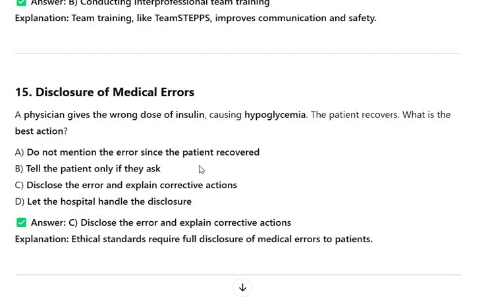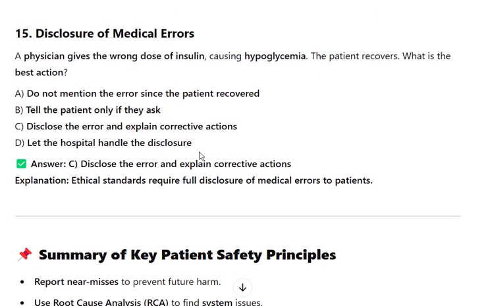15. Disclosure of medical errors. A physician gives the wrong dose of insulin, causing hypoglycemia. The patient recovers. What is the best action? A. Do not mention the error since the patient recovered. B. Tell the patient only if they ask. C. Disclose the error and explain corrective actions. D. Let the hospital handle the disclosure. Answer: C. Disclose the error and explain corrective actions. Explanation: ethical standards require full disclosure of medical errors to patients.